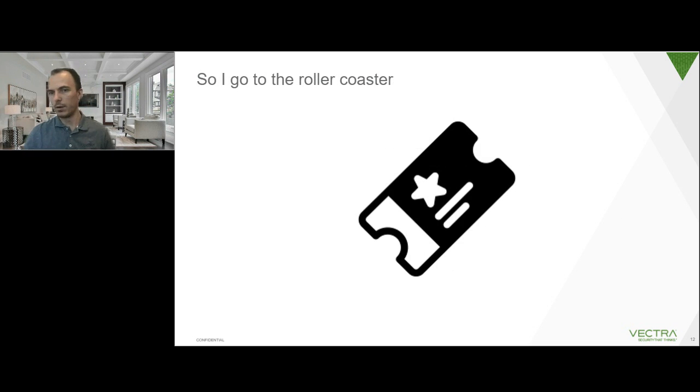So I take my park pass to the ticketing machine for the roller coaster, and I present my park ticket. Luckily, the roller coaster was part of my basic pass, and in return, I was given a ticket for the roller coaster.